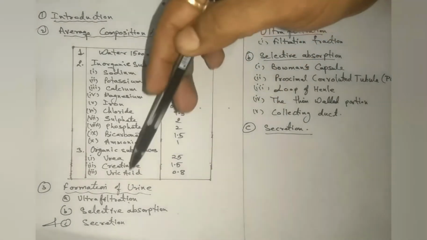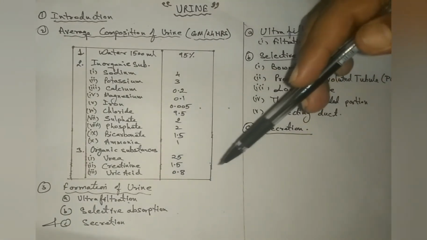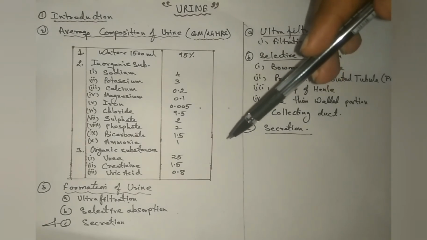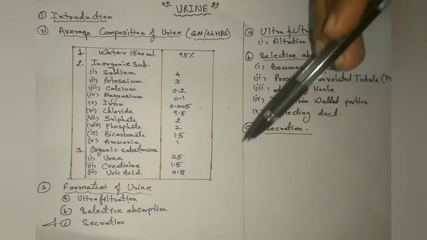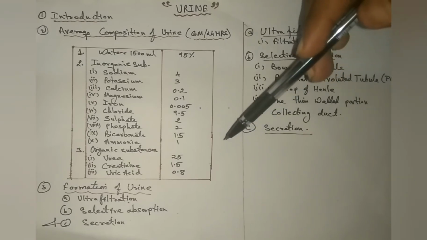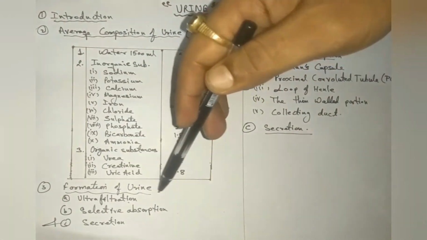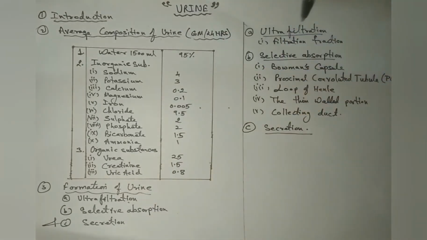Next we come to the formation of urine. When urea enters the glomerulus from the liver through blood, the process of urine formation begins. The formation of urine is completed in the following three steps. These steps are ultrafiltration, selective absorption, and secretion. Ultrafiltration.